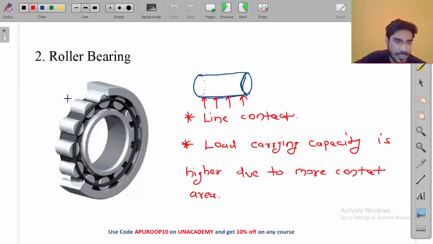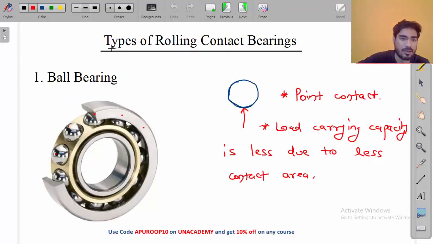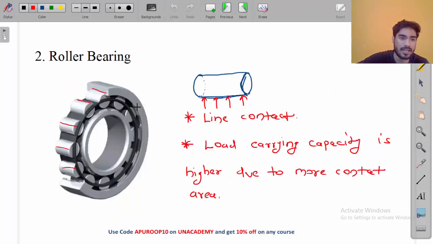In case of roller bearing, there are cylindrical rollers. It can also be a different shape, but usually they are cylindrical. So ball bearing, roller bearing. In case of roller bearing, the contact is line contact. Here there is point contact, and here there is line contact. Do you understand this much?